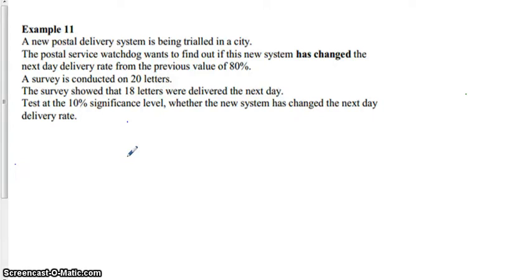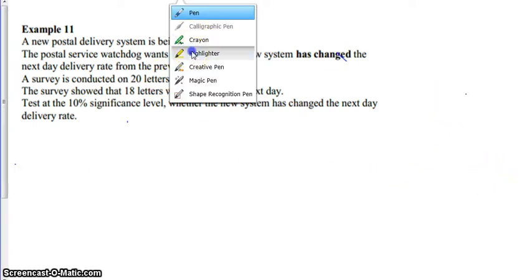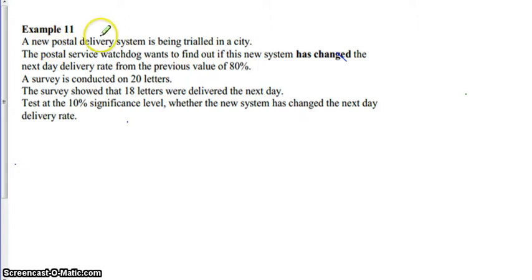So let's look at a two-tailed situation of hypothesis testing. Here we have an example. A new postal delivery system is trialed in a city. The postal service watchdog wants to find out if this new system has changed. So it's not an increase or decrease, it's simply whether it's changed. The moment they use that wording, you know it's going to be a two-tailed hypothesis test.